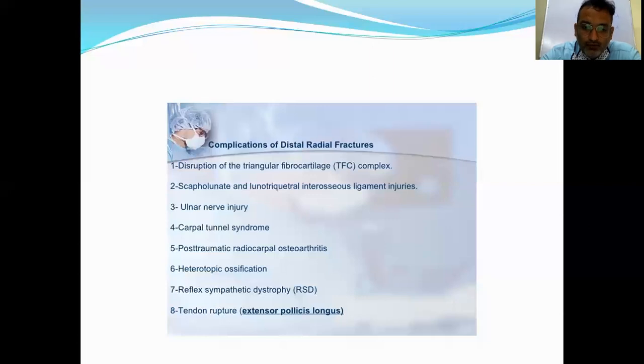And sharp fragments of the comminuted fractures might always cause tendon rupture, most commonly extensor pollicis longus. So be careful while reducing the fracture. Look for any sharp margins. Always look for tendon injury, associated tendon injury.